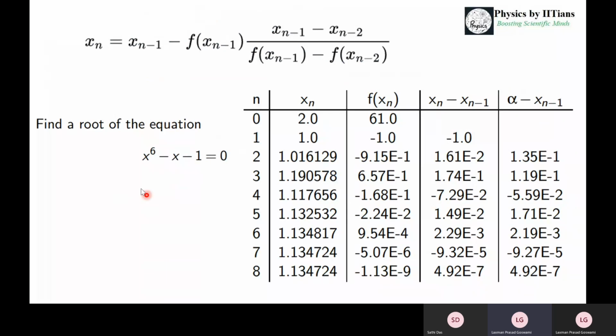Suppose we want to find the solution of the equation x to the power 6 minus x minus 1. At 0 this value is negative, and at 1 it is also negative, and at 2 it is positive. So the root will lie between 1 and 2. We can start with 1 and 2 as the first iteration points, put the values here, find the next iteration points, and continuously proceed in this manner.